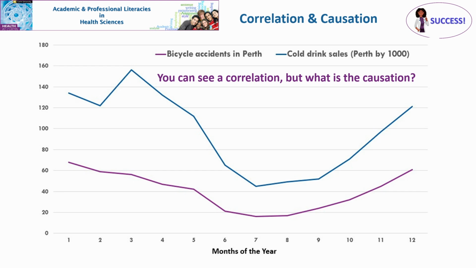How about this graph? You can see 2 lines, and you can see that the bottom line represents bicycle accidents in Perth, and the top line represents cold drinks sold in Perth. And we've got the horizontal axis as months of the year, so January through to December, and the number of incidents or accidents in the left-hand column.